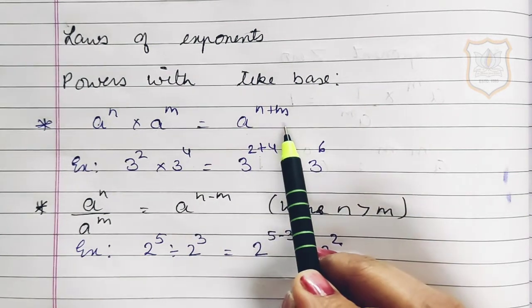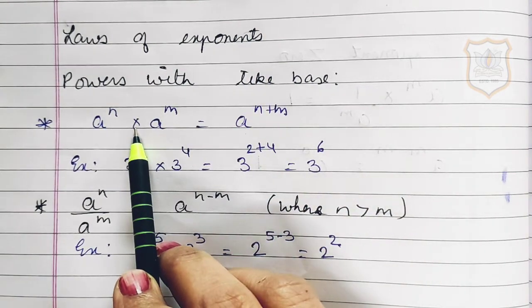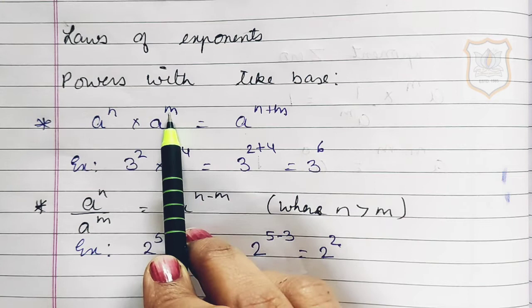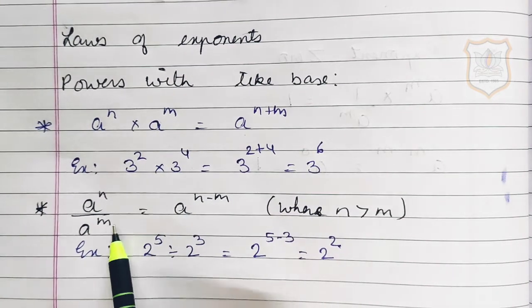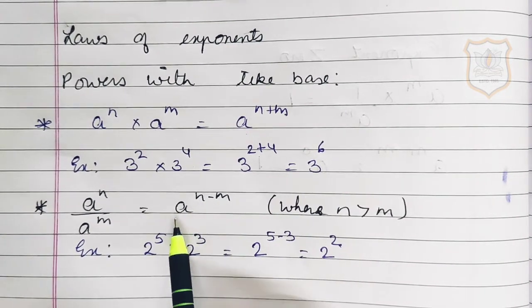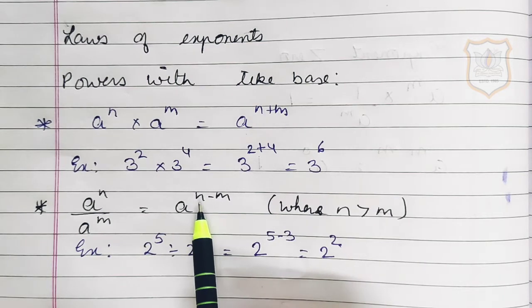In the previous law multiplication was there, so the powers we have added. Here division is there, so the powers we will subtract. So here we will write a raised to power n minus m.